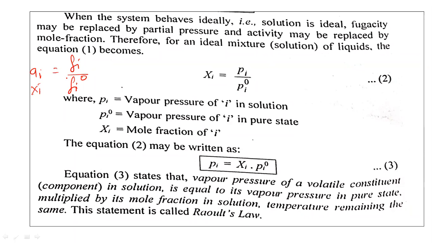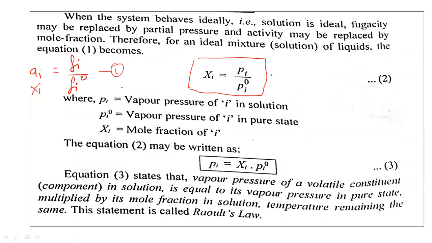Therefore, for an ideal mixture of liquids, equation 1 can be written like this. It is possible only for an ideal mixture. Activity can be replaced by mole fraction. Mole fraction is a term to express the concentration of the solution, and activity is also a term to express the concentration of the solution. So instead of writing Fi, we write Pi, the partial pressure of the ith component, and instead of Fi0, Pi0. This is the modification of equation 1.